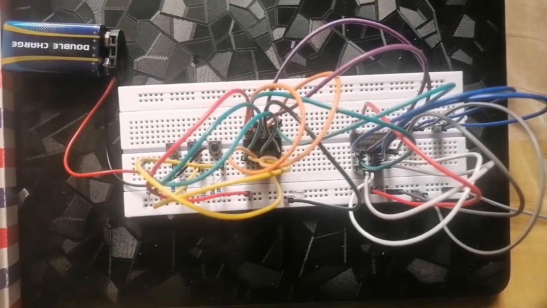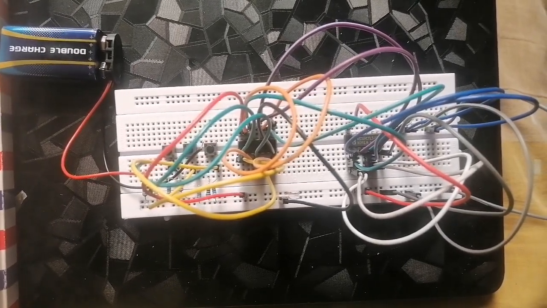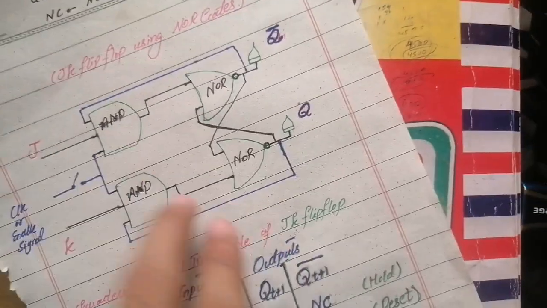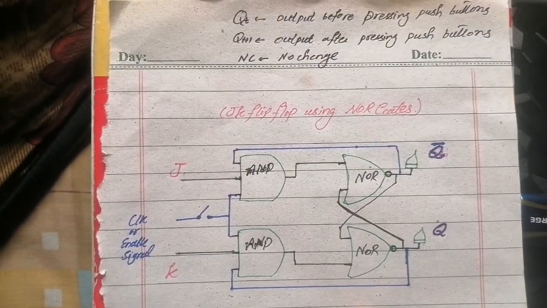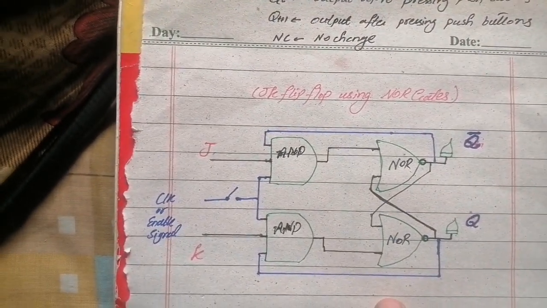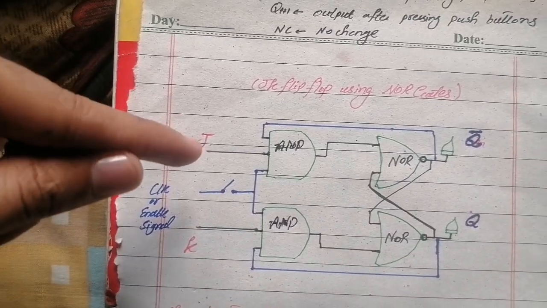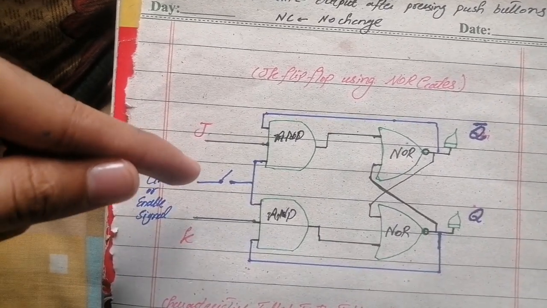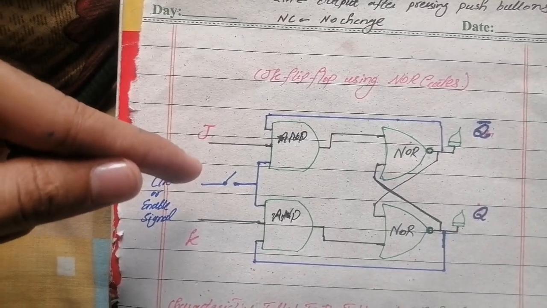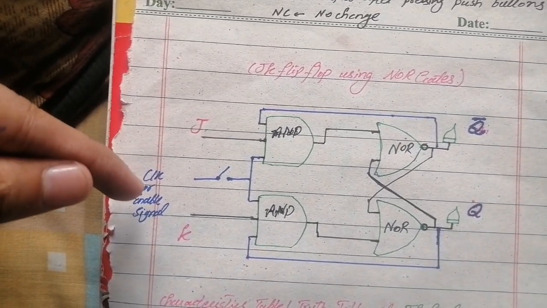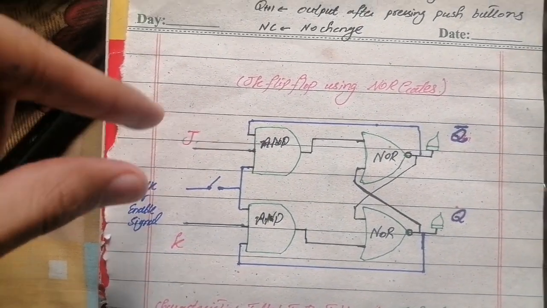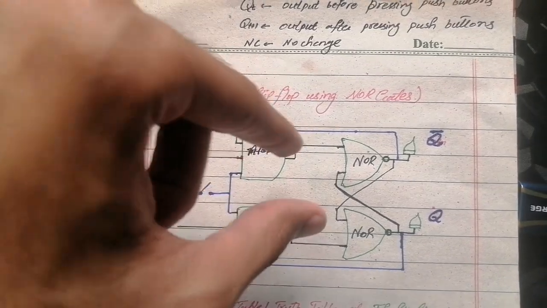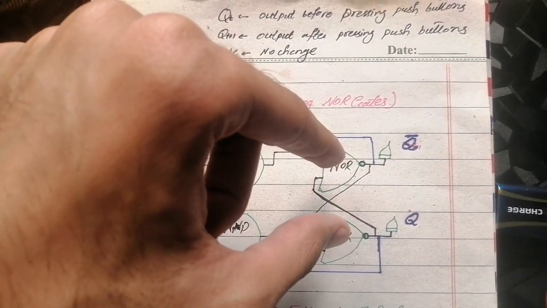To understand the functioning, let's first see the circuit diagram of JK flip-flop. Here is the circuit diagram of JK flip-flop using NOR gates. We can see we have an input J and another input K and a clock signal, as we are making a flip-flop, or you may have an enable signal. I have two AND gates and two NOR gates.